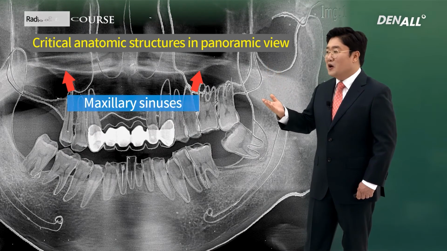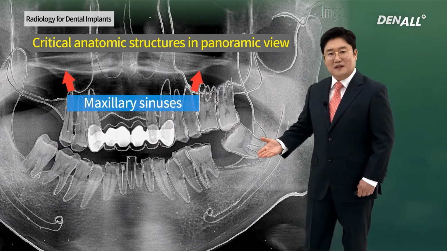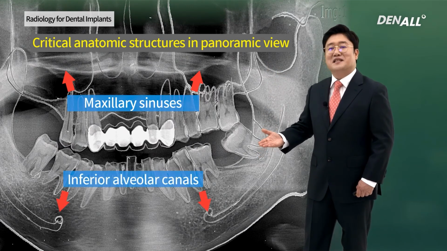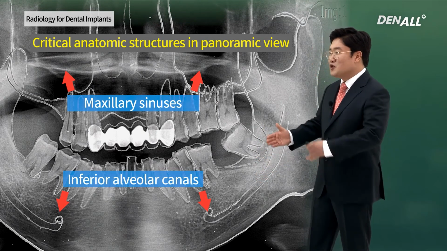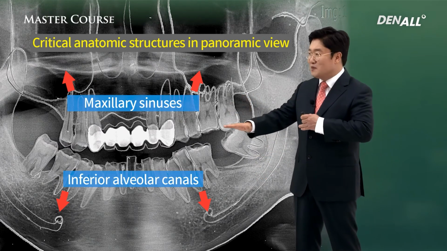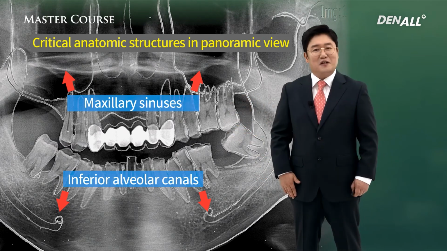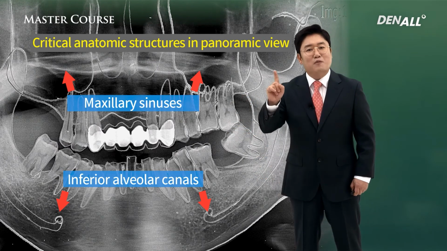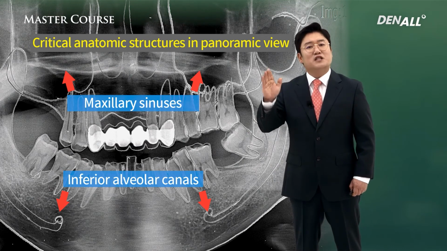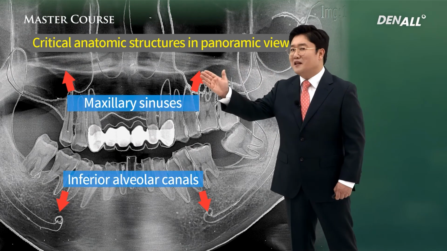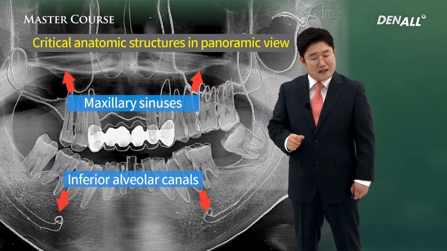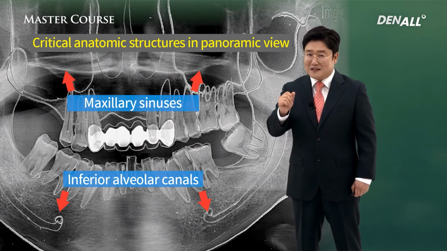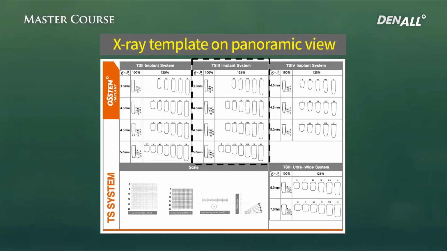And for lower jaw surgery, very important anatomic structure, inferior alveolar canals, location in relation to adjacent teeth, and the height of defective bone were identified. Important anatomical structures were identified using the tracing. I hope you understand the purpose of using tracing.